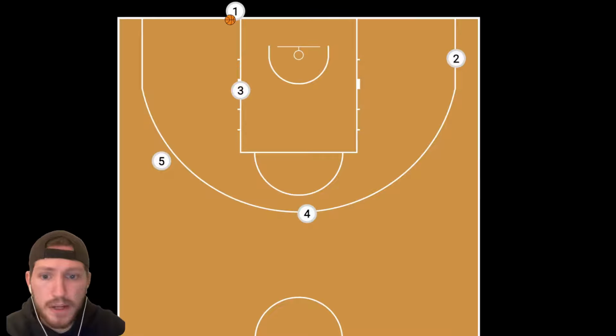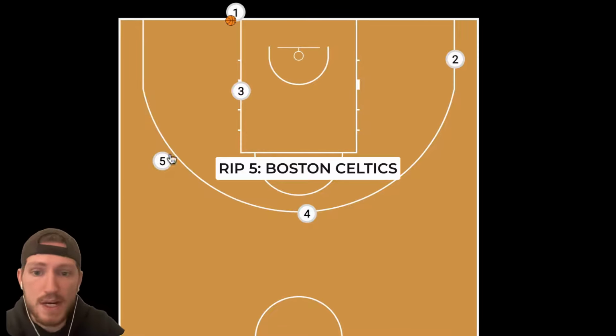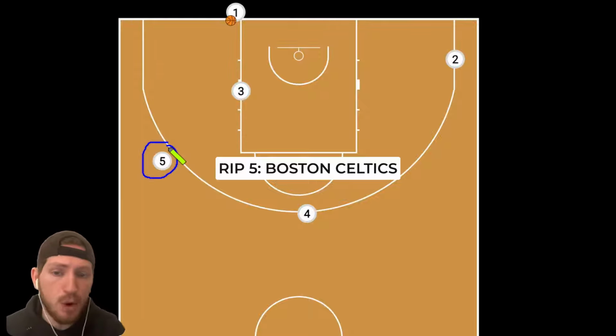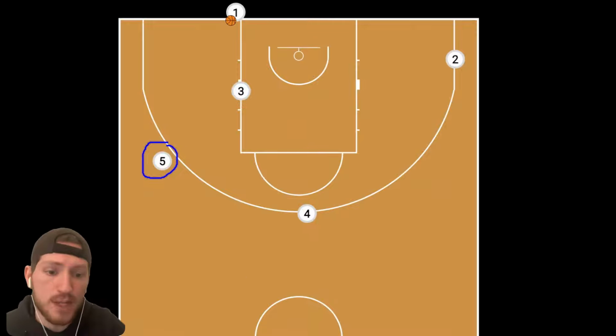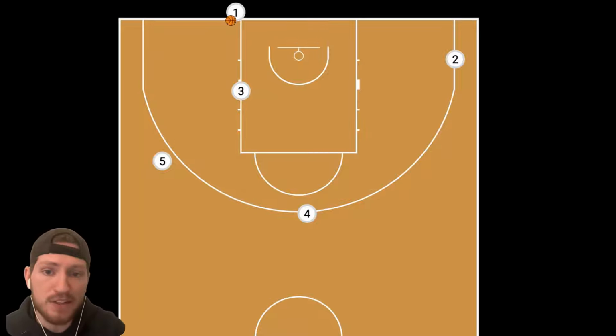Okay, so here is Rip 5 by the Boston Celtics. Now, what we're going to do right here, we want number 5, our post player, someone who can finish well down low to get the ball under the rim. Everybody else is going to be spaced out wide.